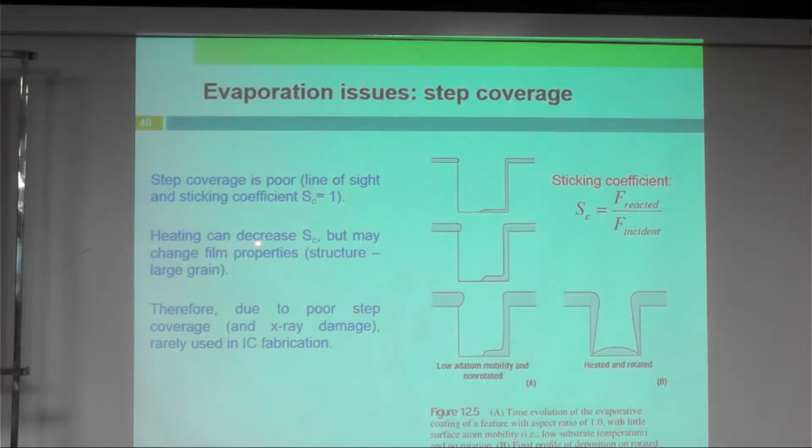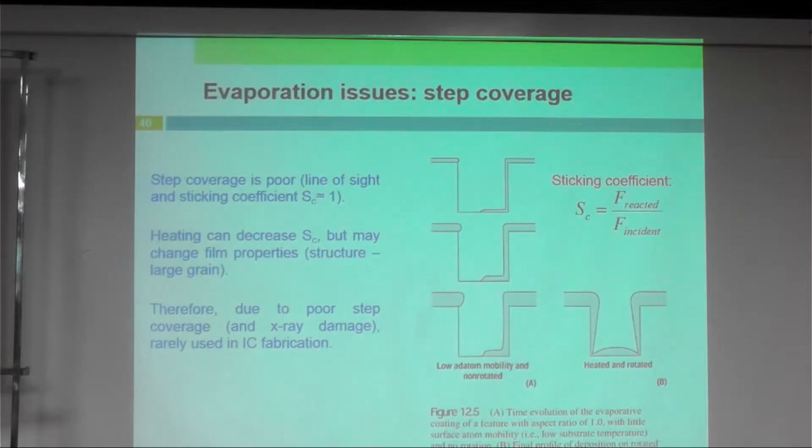Heating can improve step coverage, but may change film properties. So you keep depositing, then you can get this kind of deposited thickness. It will grow with low atom mobility and non-rotated. Therefore, due to poor step coverage and X-ray damage, it is rarely used in IC fabrication.